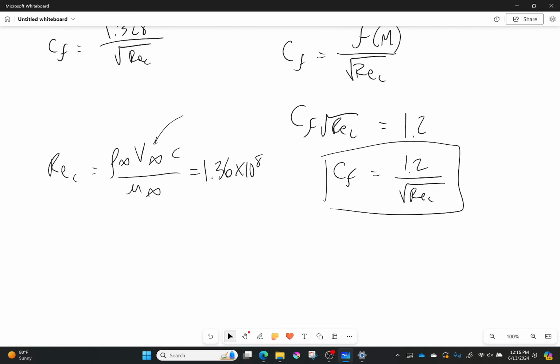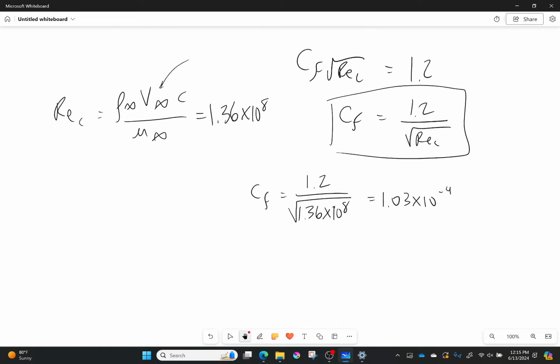Okay. So I plugged it in there, and I say, okay, CF, you are equal to 1.2 over the square root of 1.36 times 10 to the 8th. And so that will be equal to 1.03 times 10 to the negative 4th.